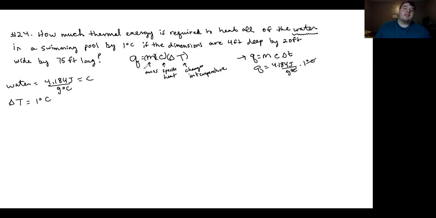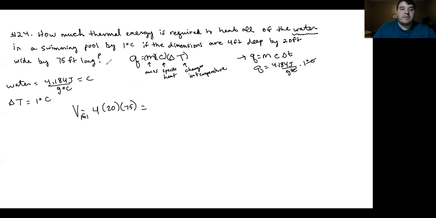Well, how do we get our mass? Well, let's look at the dimensions of the pool. The pool is 4 foot deep by 20 foot wide by 75 foot long. So we've got 3 dimensions here, so we need to talk about volume. The volume of this pool is going to equal 4 foot times 20 foot times 75 feet. And basically this is going to give us the total volume of water of this swimming pool.